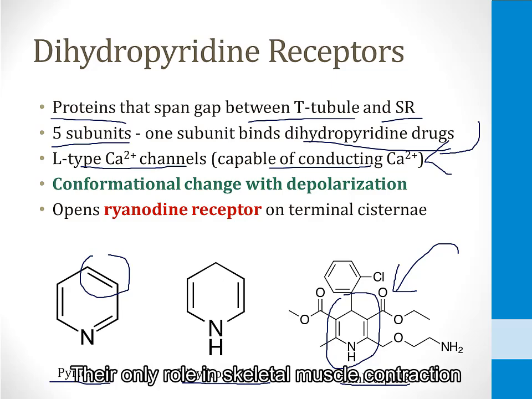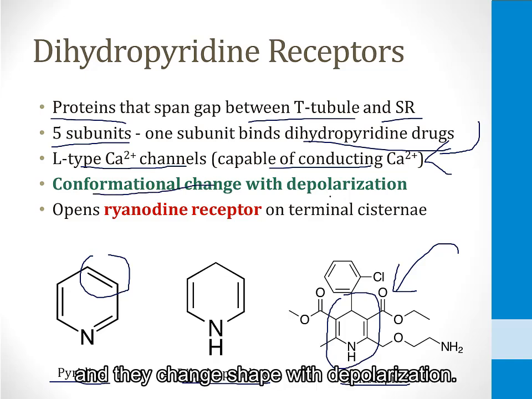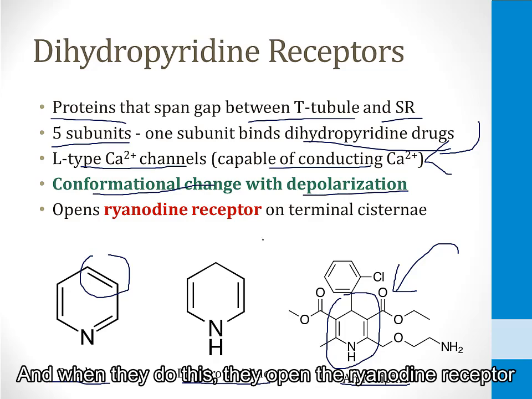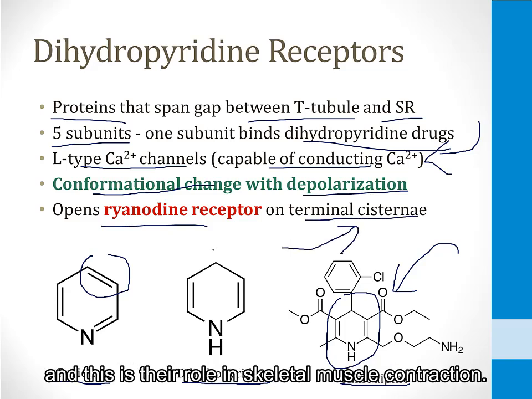Their only role in skeletal muscle contraction is to undergo a conformational change. Remember, they're proteins, and they change shape with depolarization. And when they do this, they open the ryanodine receptor found on the terminal cisternae, which is part of the sarcoplasmic reticulum, and this is their role in skeletal muscle contraction.